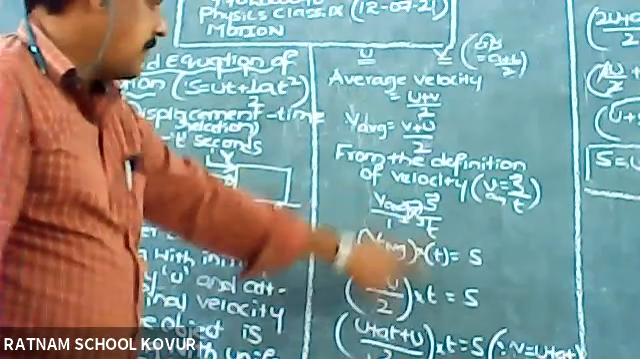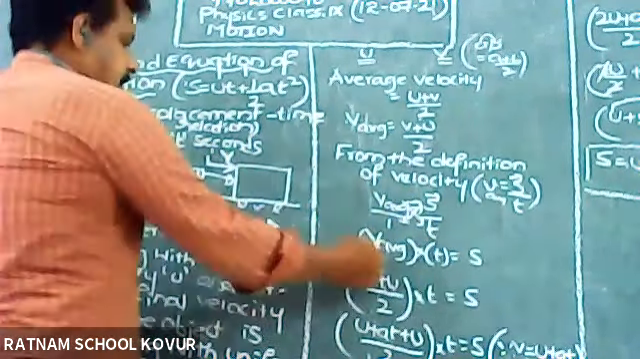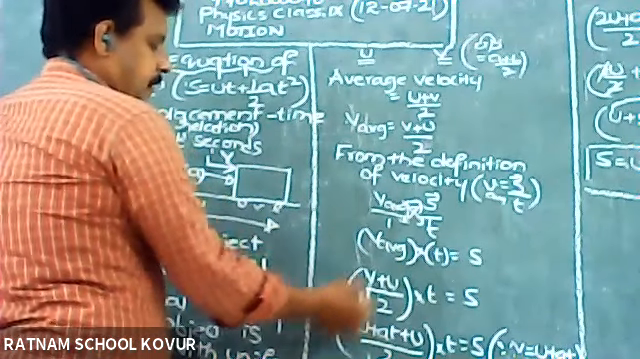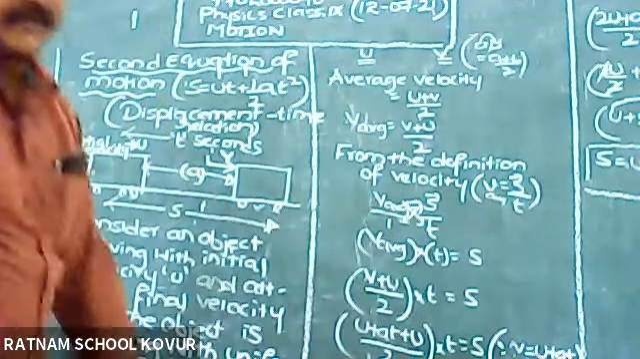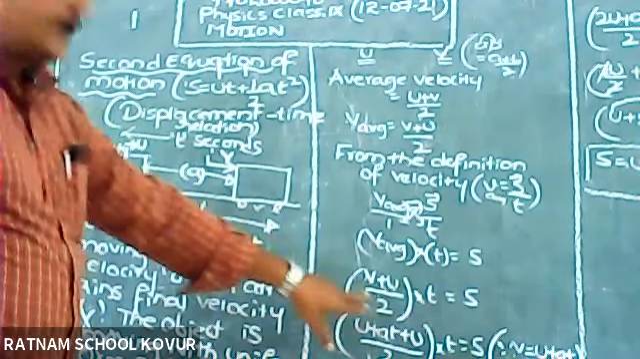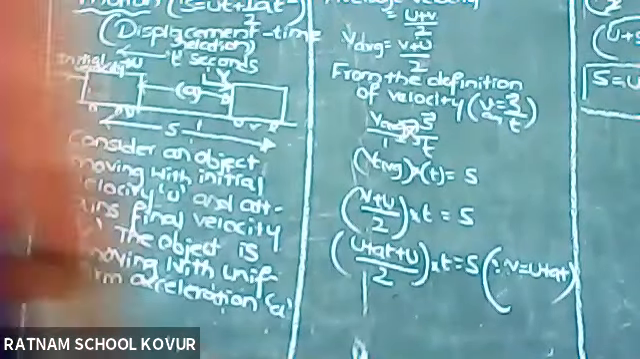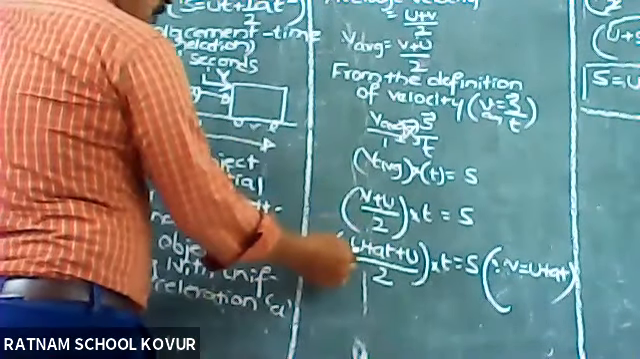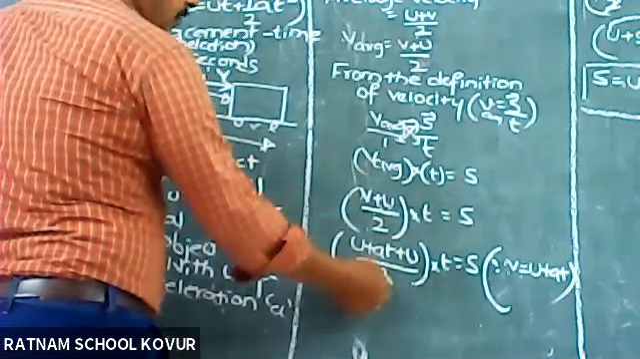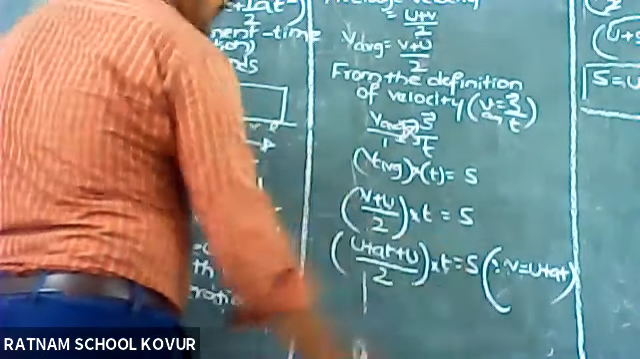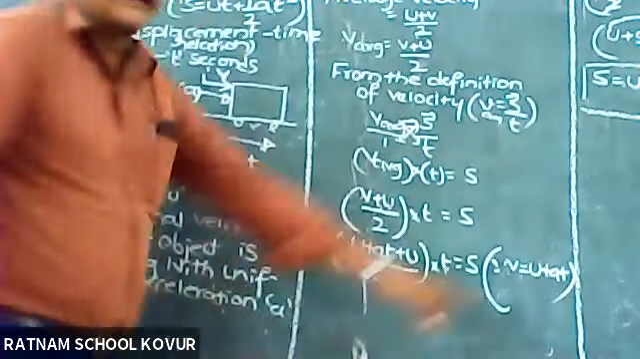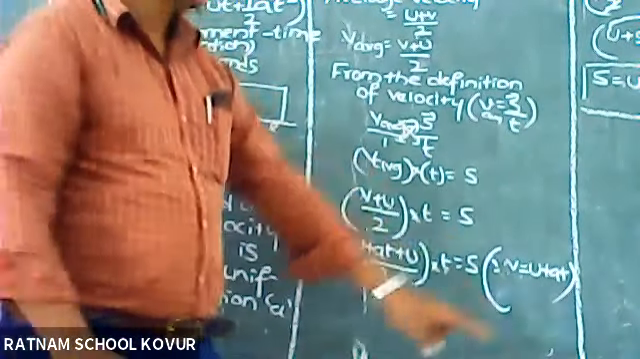V average into time is equal to s. So v average means v plus u by 2. Here, from the first equation of motion, v you can take as u plus at. So instead of v, I have taken u plus at, plus the u that is already there, by 2, into t is equal to s, since I have mentioned in the bracket first equation of motion.